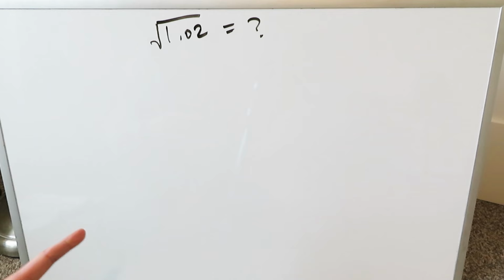Here we're looking at a Maclaurin series application which will involve binomial expansion. How can you utilize all of that? Series expansion and binomial expansion to solve something like this, square root of 1.02.